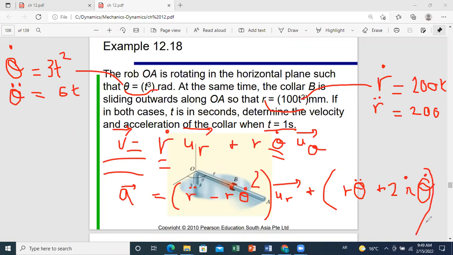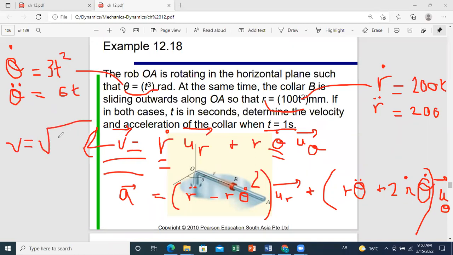The only challenging issue here is, as I told you before, whenever they ask you for a vector velocity or vector acceleration, never give your final answer as components only. So if you want to get the magnitude and angle, for the magnitude here, it's a 2D application. So for V, it's the square root of v_r squared plus v_theta squared. The same for a.